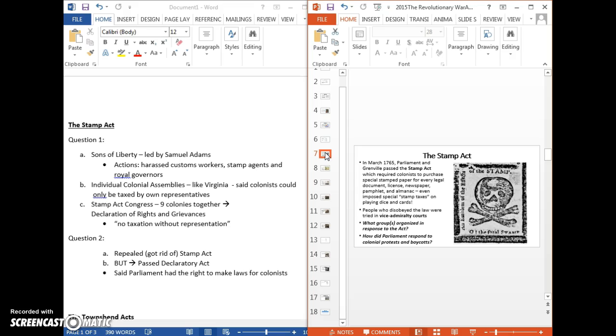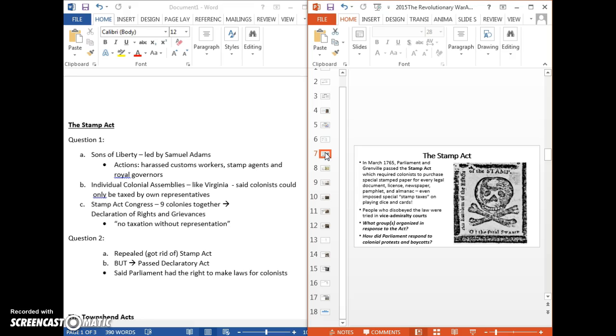And so, how does Parliament respond to colonial protest? How does Parliament respond to this first test, or this first act of resistance against parliamentary rule, or this new policy that Great Britain is trying to enforce towards the colonies? Well, they said, okay, you win this battle. And they repealed the Stamp Act. They got rid of the Stamp Act.